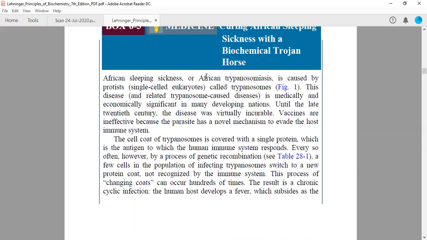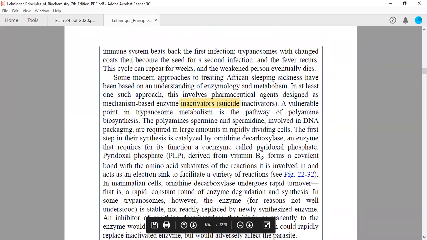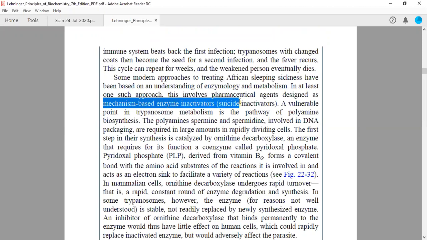Okay, so African trypanosomiasis is a disease which is actually caused by some protists, single cell eukaryotes that are called trypanosomes. You can get information about this disease from page number 603, given in the 7th edition of Lehninger. I want to tell you how it is inhibiting the enzyme, because this is having some mechanism based enzyme inactivator or suicide inactivator. So a vulnerable point in trypanosome metabolism is the pathway of polyamine biosynthesis. So how will you kill these trypanosomes, the single cell eukaryotes, with the help of this drug?